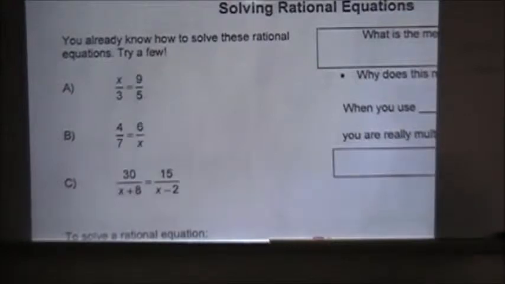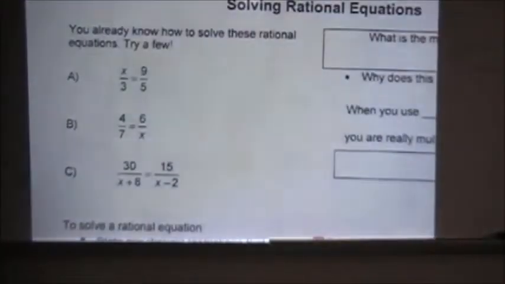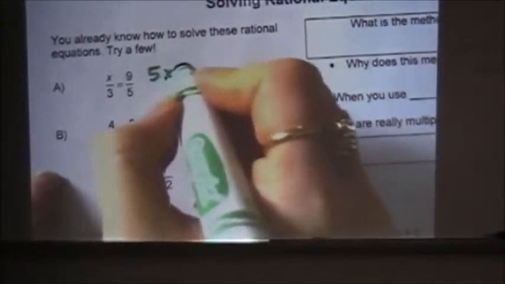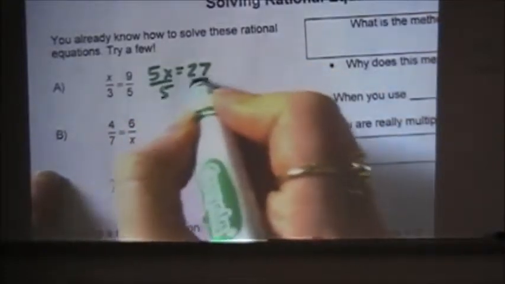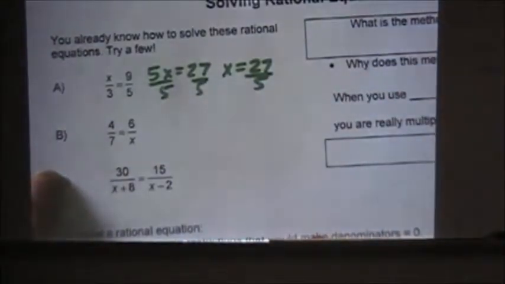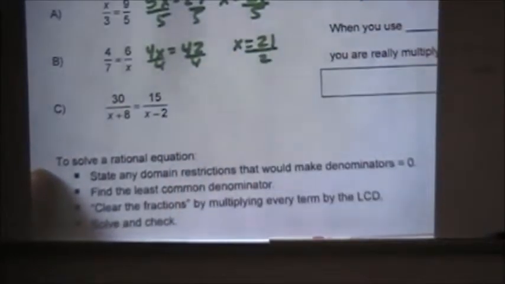So if you'll look, you already know how to solve these simple rational expressions that are here. So you can go ahead and do that, because you already know how to do that. I'm sure it immediately jumped to your mind that you should cross multiply. And so you get 5x equals 27. Divide by 5 and you get x equals 27/5. I'm sure you all remember how to do that. And then for b, we would get 4x equals 42. Divide by 4. Simplify this so you get x equals 21/2.